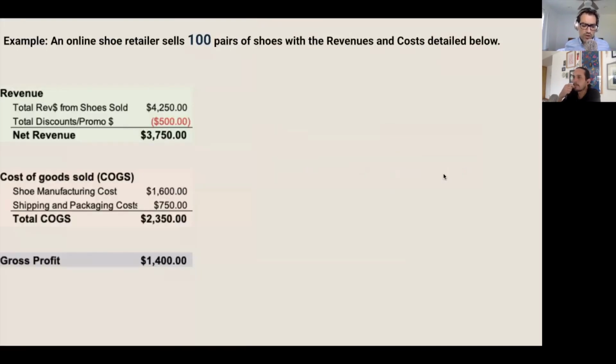Now, we're going to walk through a pretty quick, simple example of an online shoe retailer. Let's say this online shoe retailer sells 100 pairs of shoes. And here's that P&L that we saw before. It had the revenue section, then the cost of goods, and then the gross profit. So in this easy example, they generate $4,250 from sales after discounts. Their net revenue is $3,750. Subtract the $2,350 cost of goods sold, which are the shoe manufacturing costs and the packaging costs, and that's gross profit right here. And again, this is what we saw on the first slide of the presentation, where the finance folks are more focused on that gross profit.